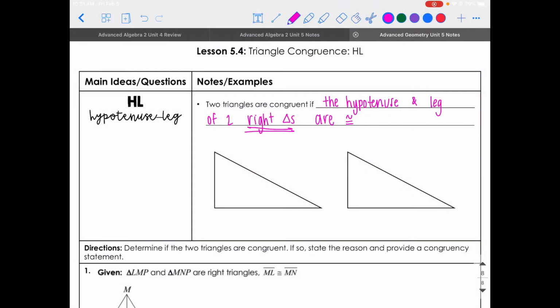So let's say that we have two right triangles. The hypotenuse is the one across from the right angle. And then we could say that either of the legs are congruent. So like this one is congruent to that one. That would be an example of HL.